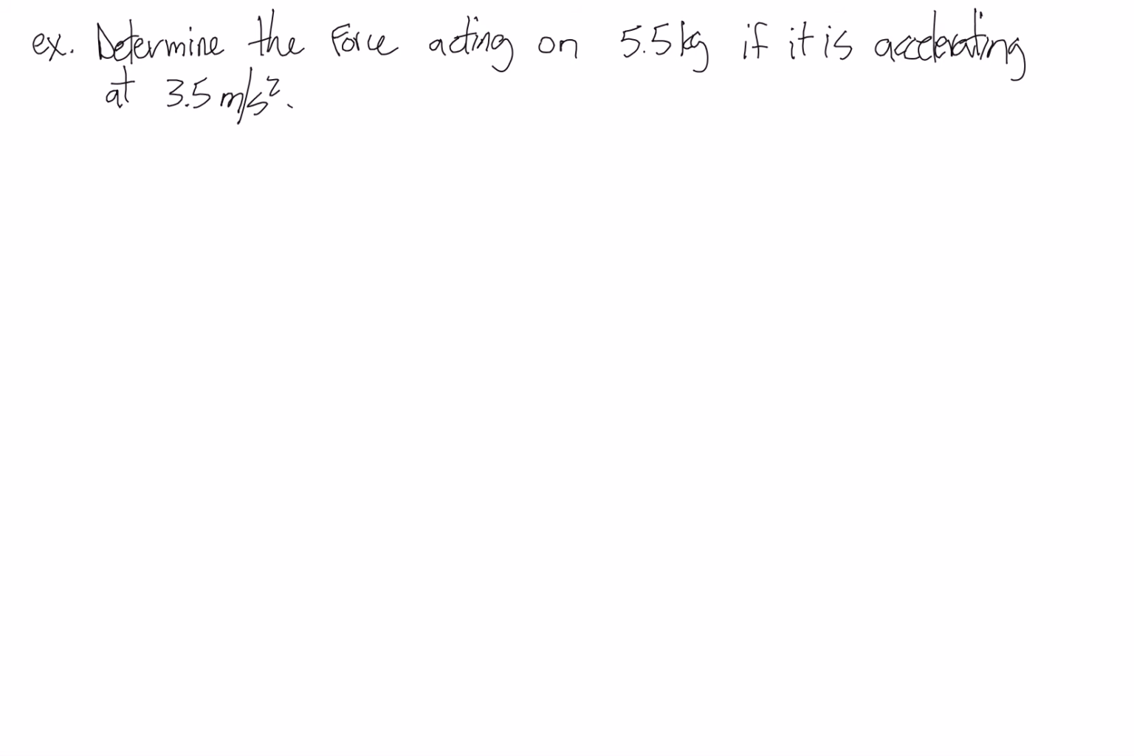Okay, so we'll do a couple easy examples first just to see how these two basic formulas work. The first one is we want to calculate the force acting on an object that has a mass of 5.5 kilograms, and that object is going to be accelerating at 3.5 meters per second squared. It's a pretty easy question, and remember, we're always just dealing with net force. We don't really care if there's 10 people pulling on it. We just want to know what the final resultant force is.